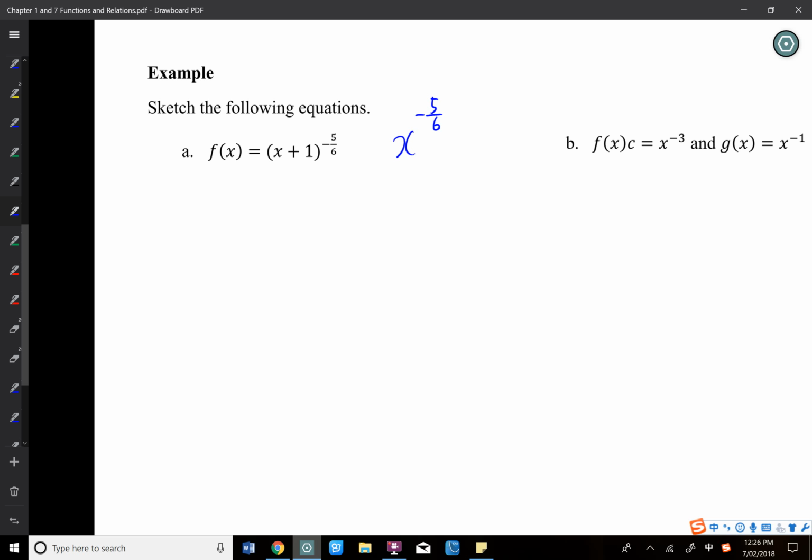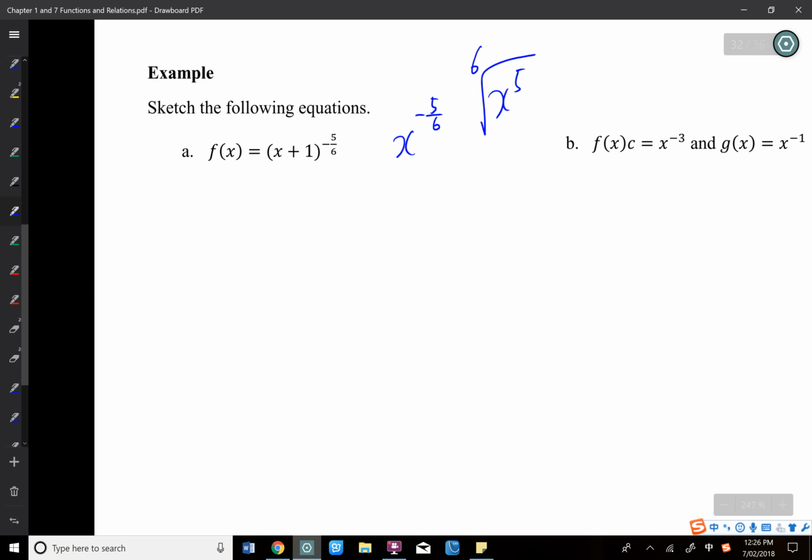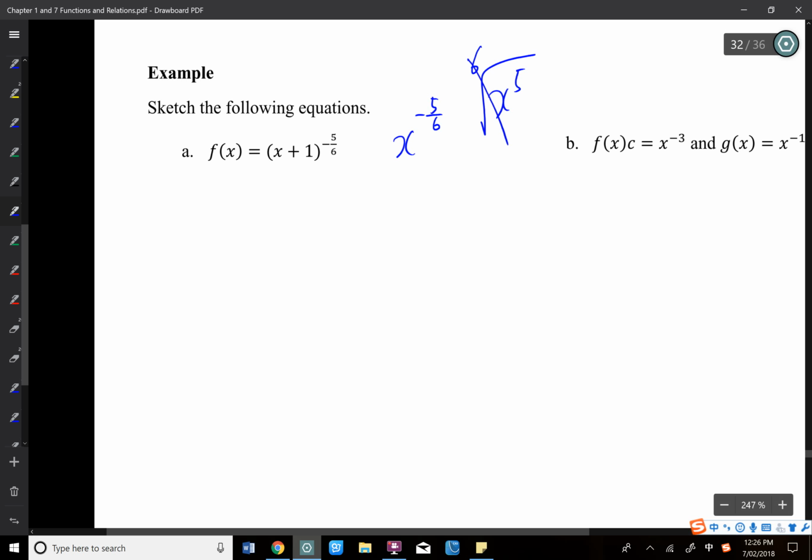We sketch x to the power of -5 over 6 first. Which quadrant will your graph be in? First? Just the first, because x to the power of 5 and then taking a 6th root, it's still -1, and you can't take an even root of a negative number. So you only have the first quadrant. If it's in the first quadrant and also it's a negative power, we will have asymptotes here. And then the graph looks like this. That's for x to the power of -5 over 6.